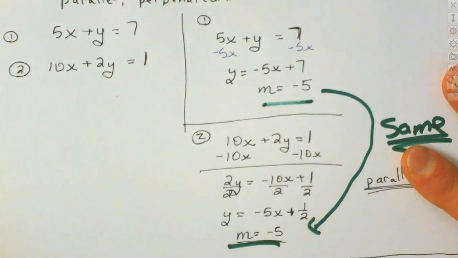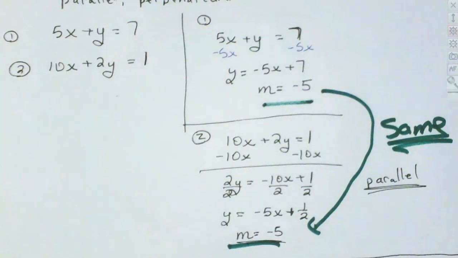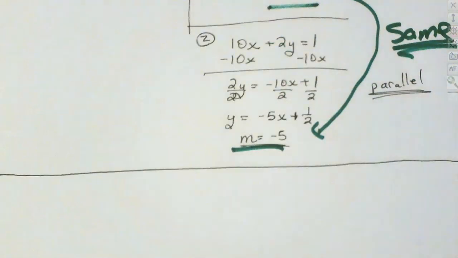And if they come out to have the same number, then they are parallel. If they're completely different numbers, they would be neither. And if they are just reciprocals of each other and opposites, then they would be what? Then they would be perpendicular.